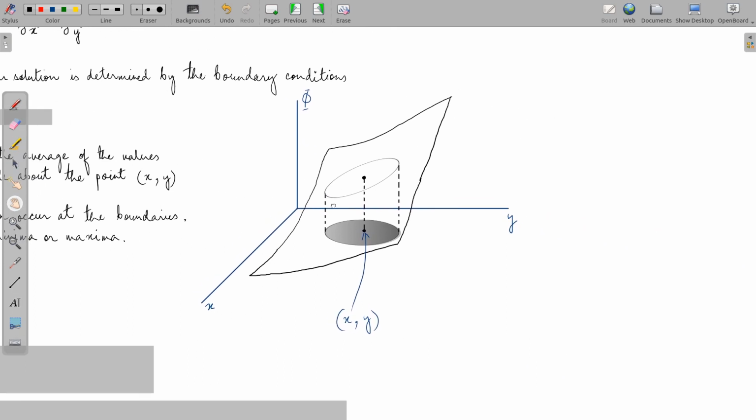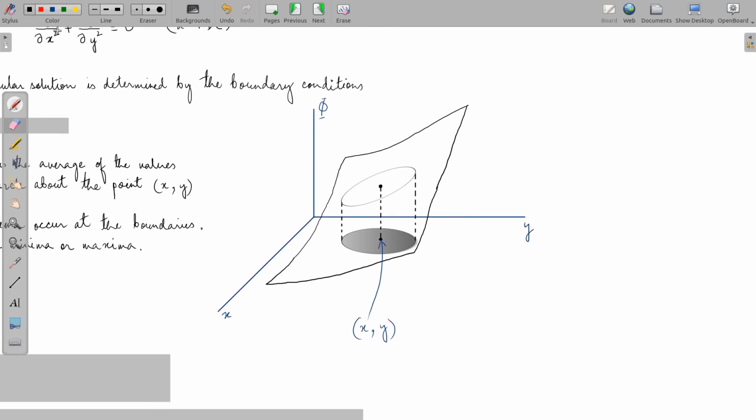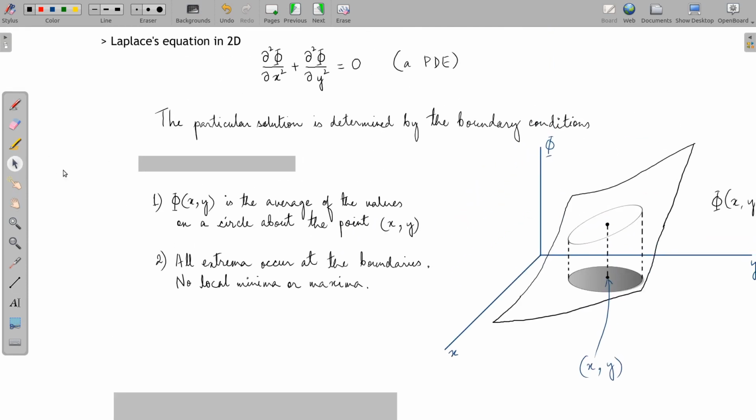So here the average, I had forgotten to mention this over here. Let me just write this down. How will this look? The value of phi at x comma y is going to be the average, so 1 by 2 pi r times the integral over the entire boundary. The boundary is a closed loop, the integration of phi dl. So this is what the value of the potential at this point xy is going to look like. So these are the two features of the solution.